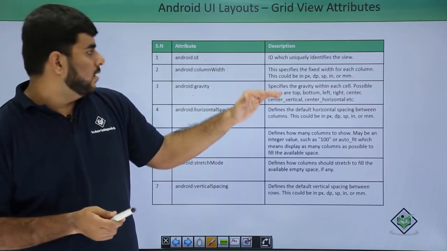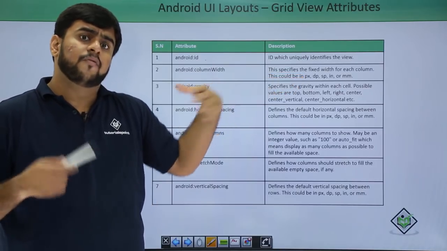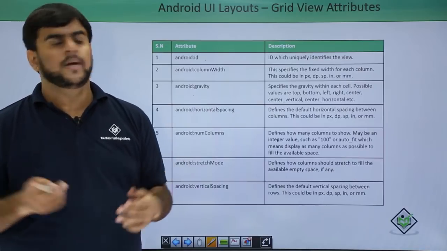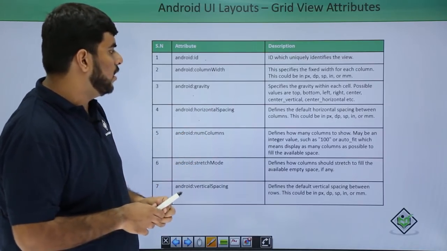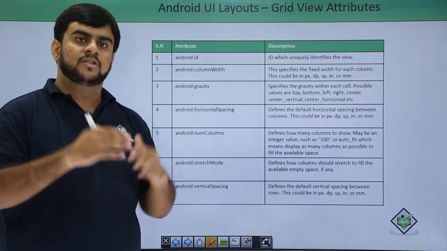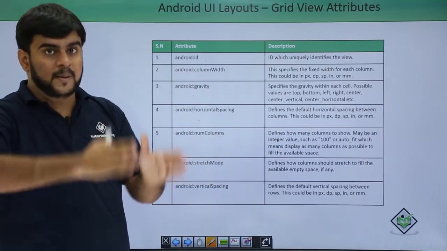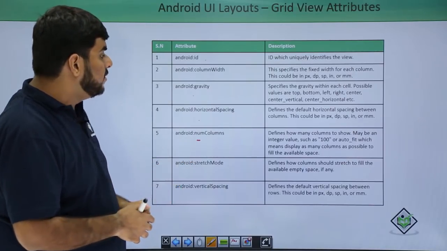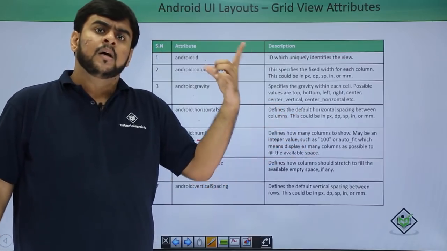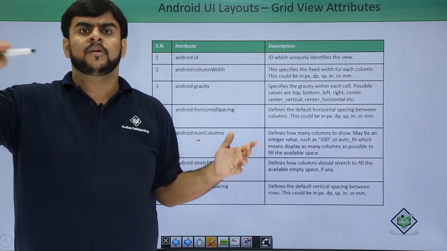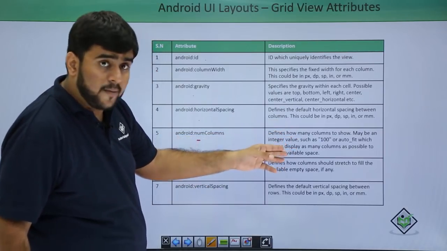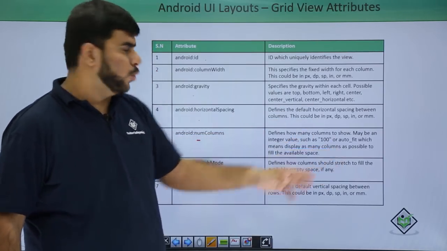Gravity defines that we need to specify the gravity within each cell, that is, where the element of the cell should be placed. After this we mention the horizontal spacing. It mentions the space that is available between the columns. Then is num columns. Here we tell how many columns should be there in a particular row. It either requires an integer value or an autofit value can also work in this case.